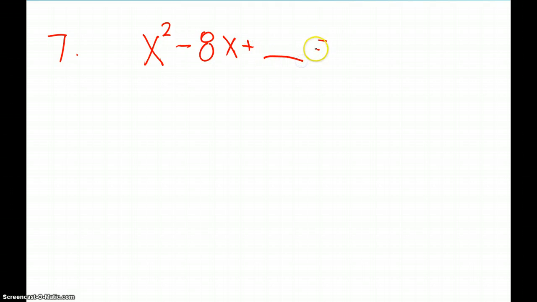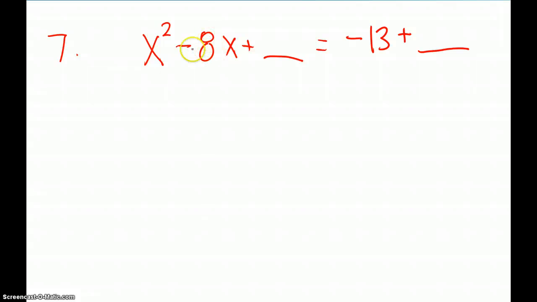Number 7. That one they're going to make you move the 13 to the other side, so make sure you did that. When you move the 13 to the other side, it's going to become a negative. So we've got x squared minus 8x plus something equals negative 13 plus something. And this one's going to get a little bit annoying because we're going to have decimals to deal with.